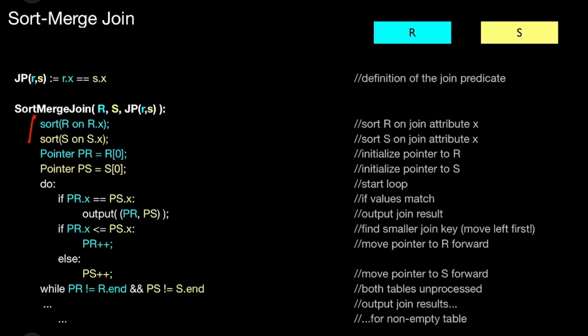How could that happen? When there is a B-tree index? Yes, exactly. For instance, if you have a B-tree on R and the key is X, then it's already sorted. That's what we learned when talking about B-trees. That's one situation. What other situation could there be where it's already sorted on one of the inputs?